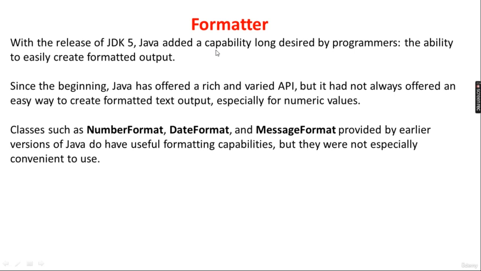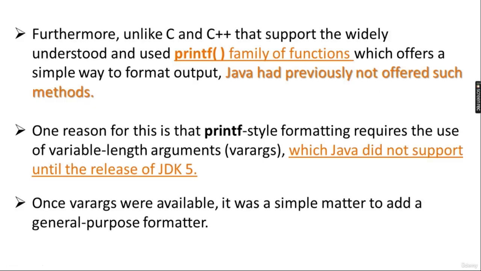Up to Java 5, Java had offered a rich and varied API, but not always an easy way to create formatted text output for numeric values. NumberFormat, DateFormat, and MessageFormat provided by earlier versions of Java do have useful formatting capabilities, but those are inconvenient to use. Unlike C and C++, which support the widely understood and used printf family of functions, which offers a simple way to format, Java had previously not offered such a method.